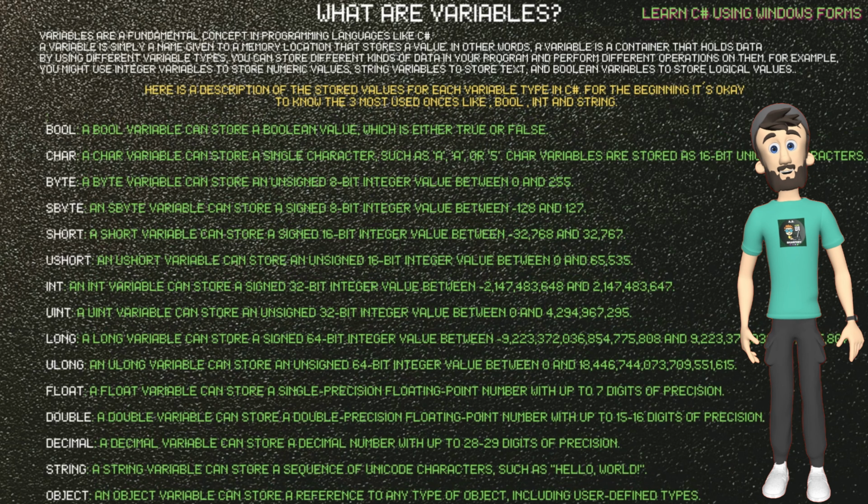An int variable can store a signed 32-bit integer value between -2,147,483,648 and 2,147,483,647. String. A string variable can store a sequence of Unicode characters, such as hello world.